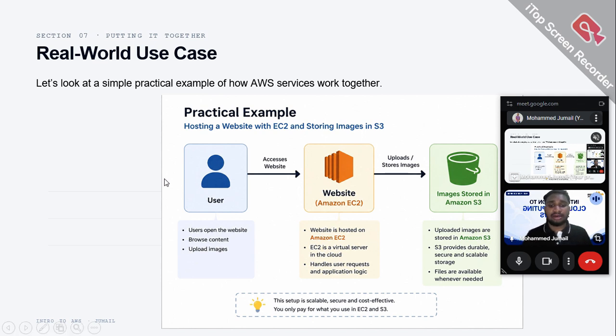When a user uploads images or files, the website stores those files securely inside Amazon S3. Amazon S3 is a cloud storage service that is highly secure, scalable and reliable, storing images, documents, and backups. This setup is useful because it's cost effective, scalable and easy to manage. Businesses only pay for the resources they use.